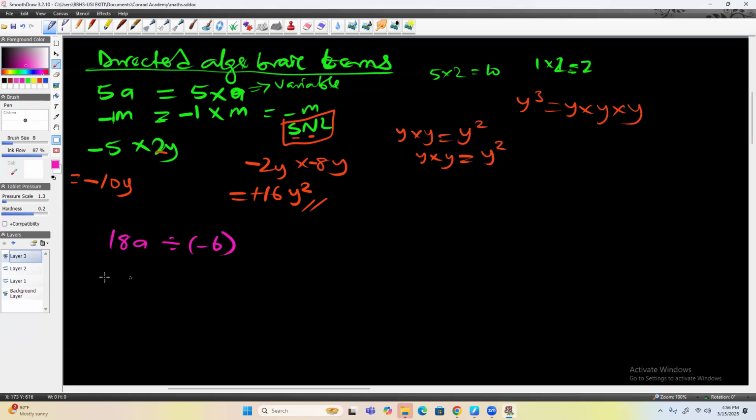For example, you have minus 18a divided by minus 6. Here is positive, you know. You start with the sign first. Negative, positive divided by negative is negative. Then you go to number, 6 here, 1. Okay, 6 cannot enter 18. Yes, so we can try 3. 3 in this is 2. 3 in 18 is 6, right?